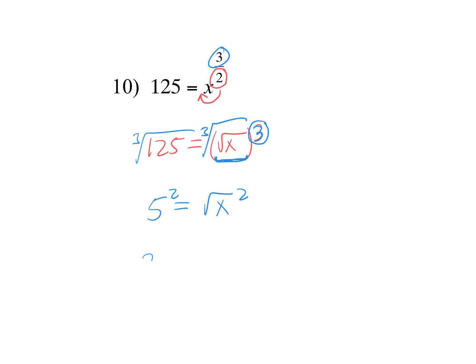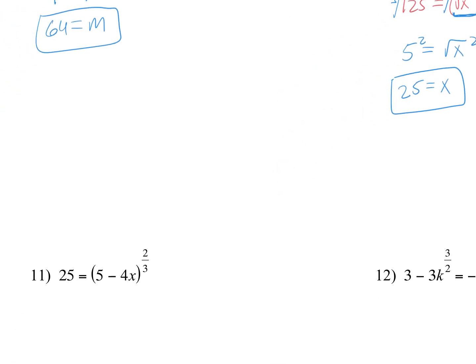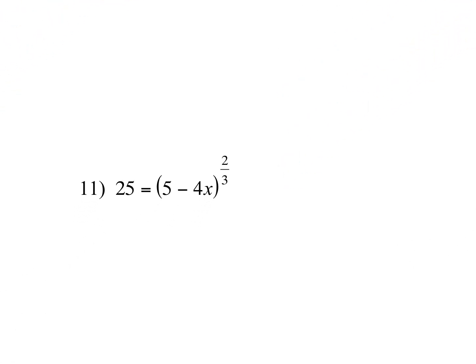So then I get 5 squared is 25. I get 25 equals x. All right, and that would be your answer there. You can try the exact same thing with the next few. Something like this.